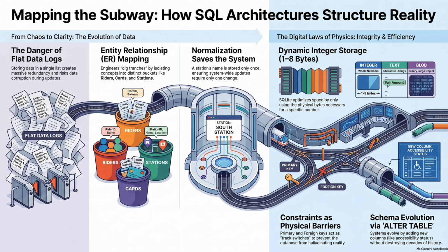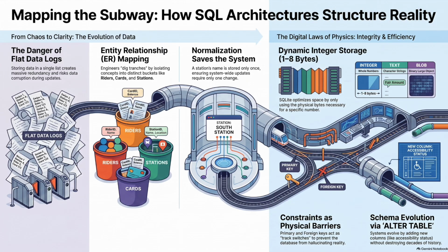That data is being normalized, it's being compressed into dynamic bytes, and it's aggressively cross-examined by constraints to ensure it flawlessly mirrors reality. We spend our lives interacting with these massive, invisible architectures, and they are desperately trying to digitize the physical world as efficiently as possible.